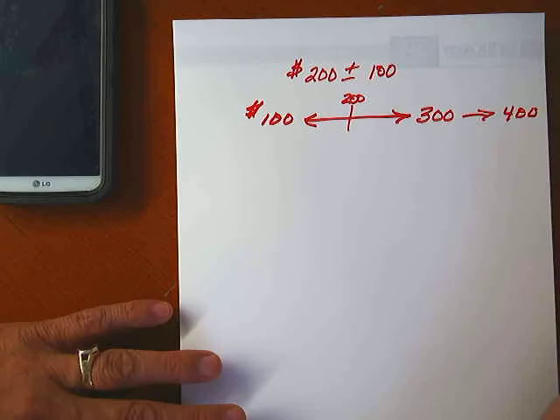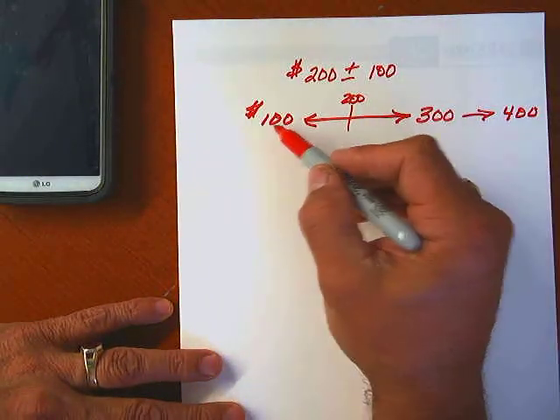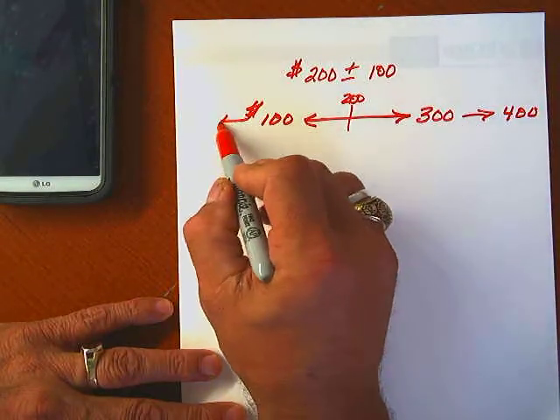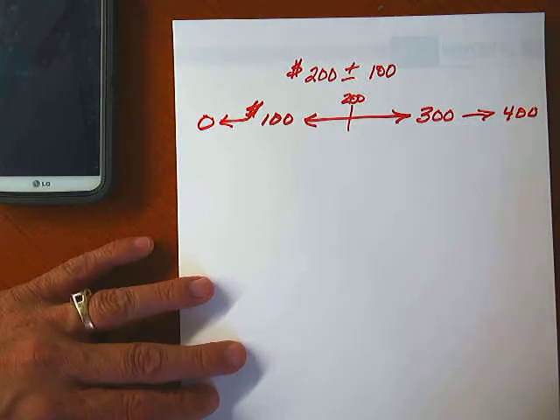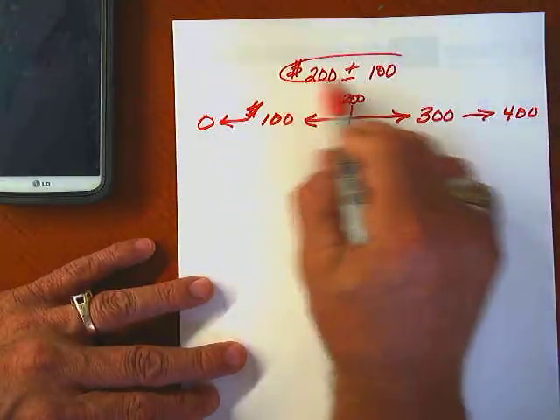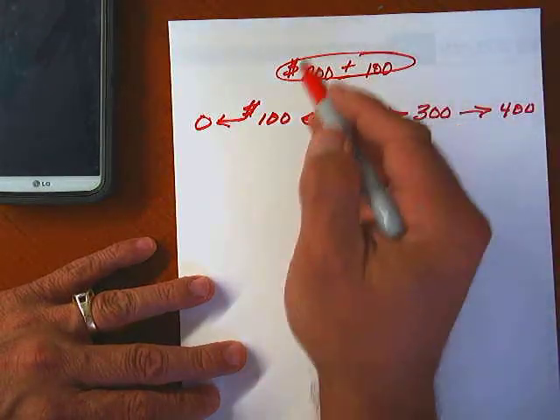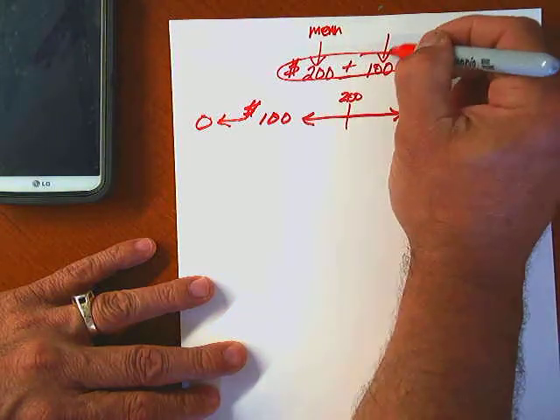200, and I added 100 on this side, and I subtracted 100. So with standard deviation, you're going one standard deviation, and then you're going another standard deviation. So I would add 100 more. That would be 400 if I was doing standard deviation. And this way would be negative 100 minus 200. 100 minus 100 would be 0.